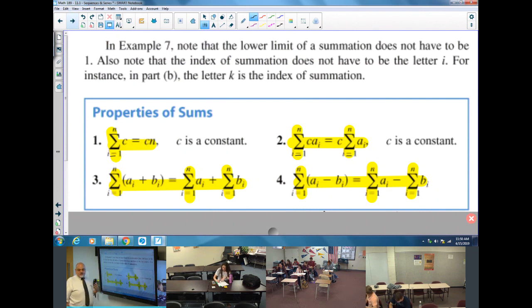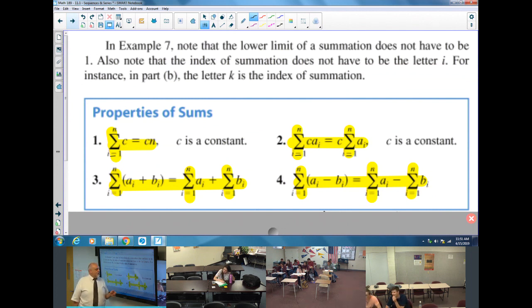Okay, now there are some properties of the sigma notation, and let me decode these so that you understand. If C is a constant and you're looping it through n times, then your answer is just going to be C times n. Let's say this is a 5, and i goes from 1 to 4. Then you're just adding up 5 four times, so the answer is going to be 5 times 4.